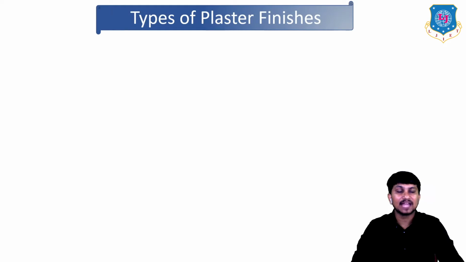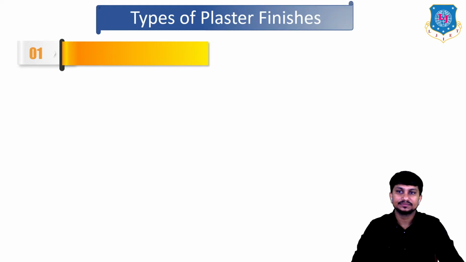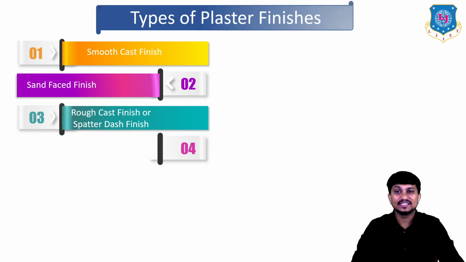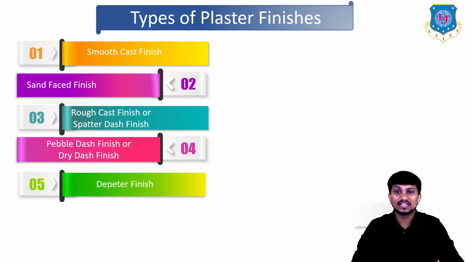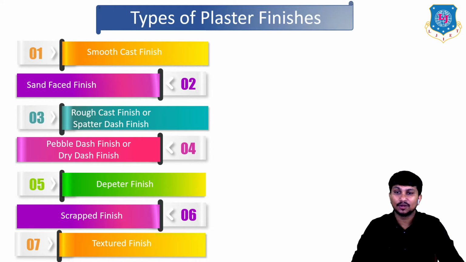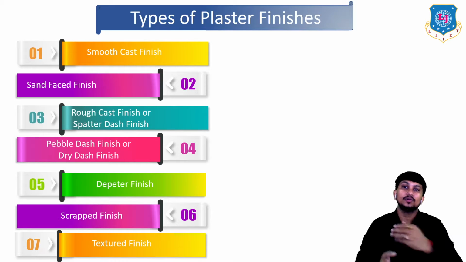That's all about the various types of plaster material. Now let's see the types of plaster finishes, in which the first is smooth cast finish, second is sand faced finish, third is rough cast finish or spatter dash finish, fourth is pebble dash finish or dry dash finish, fifth is depeter finish, sixth is scrap finish, and seventh is texture finish. These are the various types of finishes applied after doing the plastering.